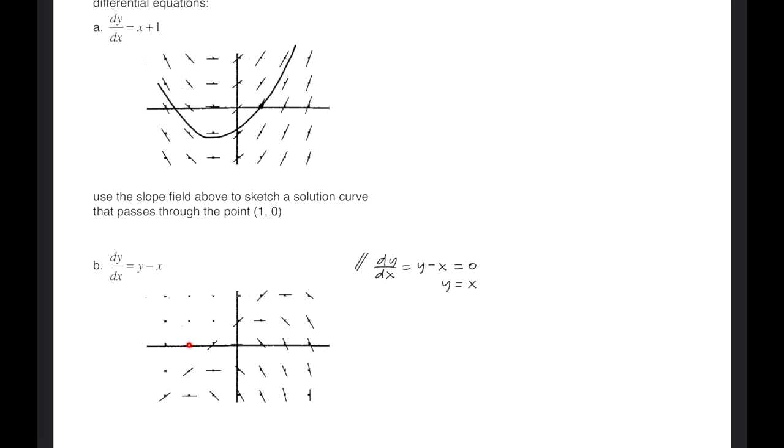This is negative 2, 0. So we go 0 minus negative 2 is positive 2. And then you can guess these are going to be positive 3, positive 4, and positive 5. All right, and there's our slope field.